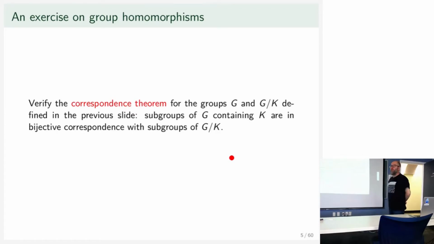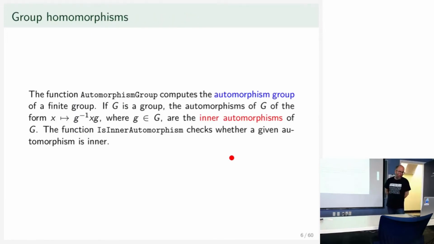So this is an exercise for you. It's not a hard exercise, but it is nice to play a little bit with this. What you have to do is verify the corresponding theorem between, say, G and a quotient. You can let G be the cyclic group that we used in the previous slide, and this particular quotient, and then you need to test that all subgroups of G containing K are in bijective correspondence with subgroups of the quotient. But you can see this concretely by hand. Very good.